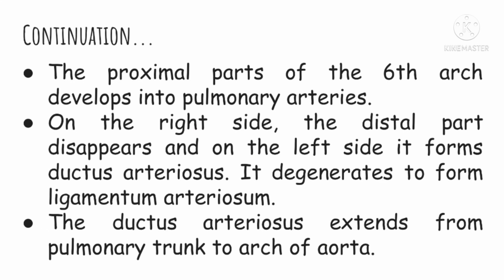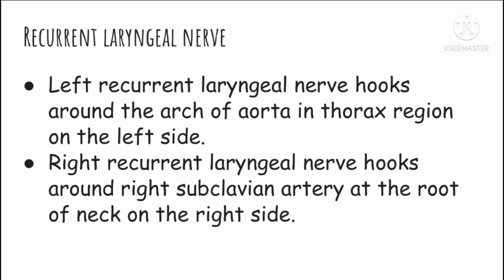Now the proximal part of the sixth aortic arches on both sides will develop into the pulmonary arteries. On the right side, the distal part will disappear, and on the left side it will form the ductus arteriosus. And this ductus arteriosus in adult life will degenerate to form the ligamentum arteriosum, but sometimes the ductus arteriosus continues to exist even in adult life. Then it extends from the pulmonary trunk to the arch of the aorta, and this condition is called patent ductus arteriosus.